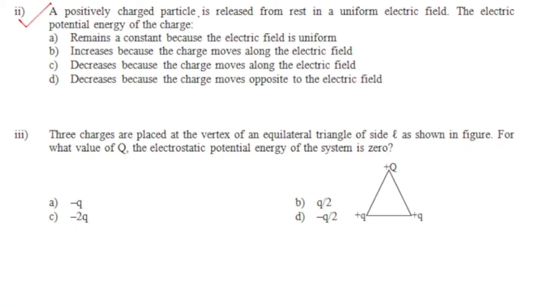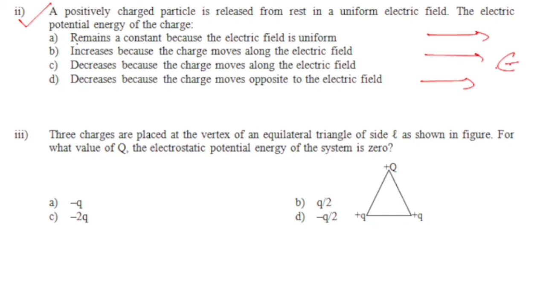If a positively charged particle is released from rest in a uniform electric field, suppose the field is in this direction, right? And this positively charged particle is released from rest in this uniform electric field. Now the electric potential energy of the charge: potential difference decreases in the direction of electric field. So electrostatic potential energy also decreases in the direction of electric field.